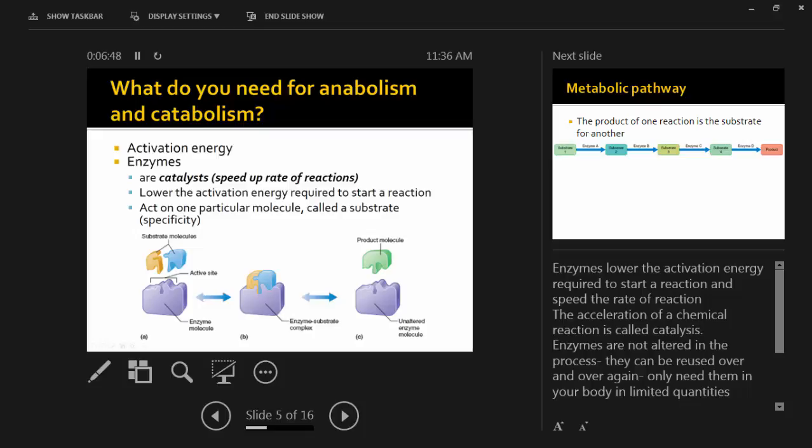And you can see in this image, this enzyme right here has an active binding site that fits these two substrates. When the enzyme binds to these two substrates, it forms this complex, and whatever reaction this is, you end up with this product and then the unaltered enzyme molecule. So enzymes can be recycled. They get reused over and over again in the body. You only need them in just limited quantities because they're so good at being reused and being recycled.